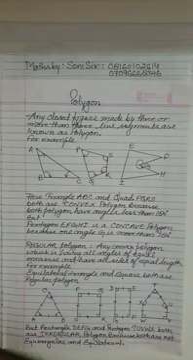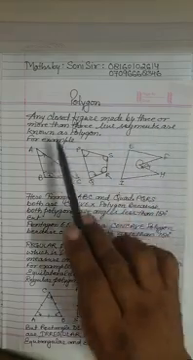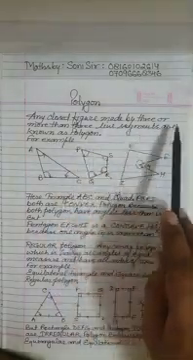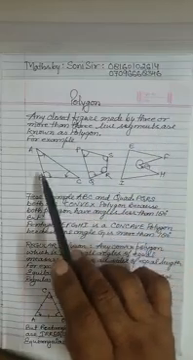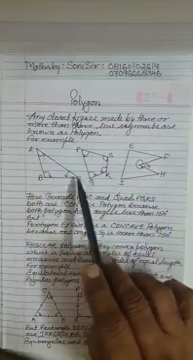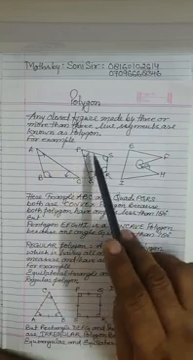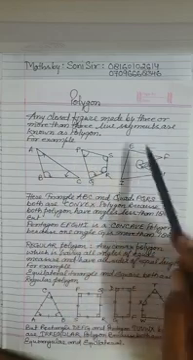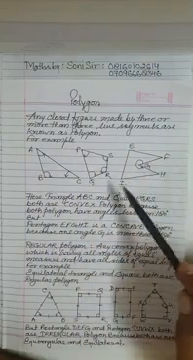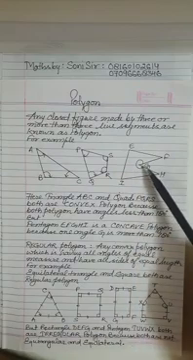Hello students, today I am explaining a new term: polygon. Any closed figure made by 3 or more than 3 line segments is known as a polygon. For example, ABC is a triangle, PQRS is a quadrilateral and EFGHI is a 5-sided figure.